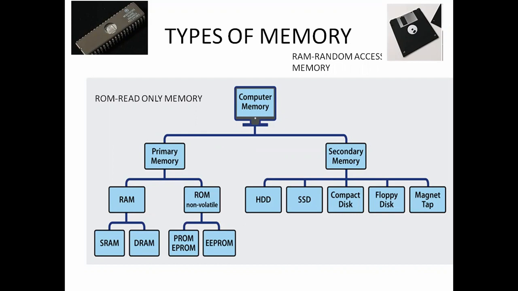Again, the RAM can be classified into two types. One is static RAM, another one is dynamic RAM. Usually static RAM is used in the cache memory, whereas dynamic RAM is used in the main memory. The static RAM is faster than dynamic RAM. And also static RAM does not require any refreshing circuit, whereas dynamic RAM requires a refreshing circuit.